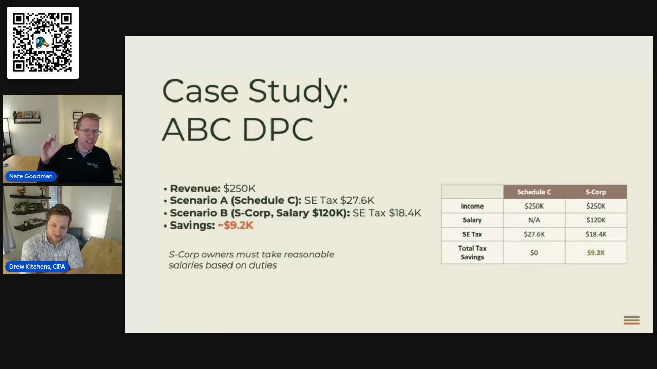So under this one, same scenario, same amount of income, $250,000, but we have a salary of $120,000. On that $120,000, that's what's getting the Social Security and the Medicare tax. And so then you could pull out the other $130,000 as a distribution to yourself because you're a shareholder in the company, and none of that would be subject to self-employment tax. So therefore, we're only going to pay in this scenario $18,400. So right there, that strategy alone would save you $9,200. But I think you could take this even further.